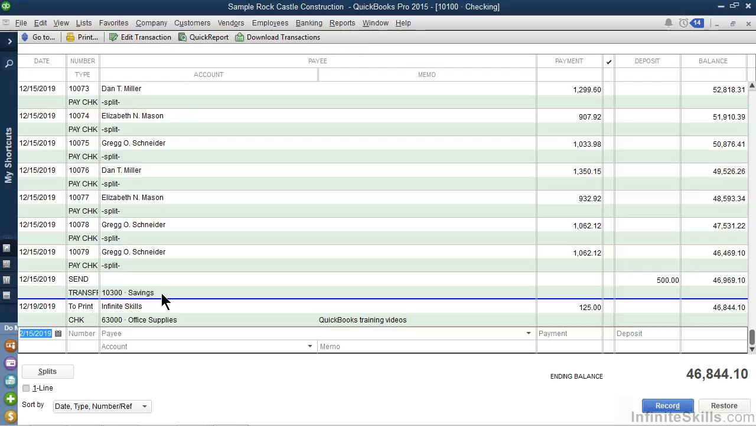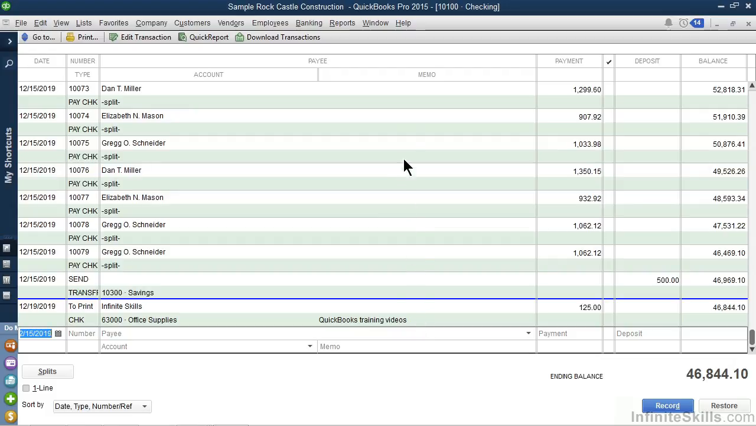Here's a transfer of money from a savings account, and a transaction that we entered early on in the series was for office supplies. What I've said before, and I'll continue to say again and again, is I really think it's always important to document. We can see very quickly, without having to look at anything else about this transaction, that the one near the bottom of the screen was actually for QuickBooks training videos.